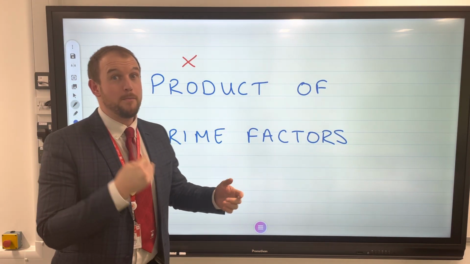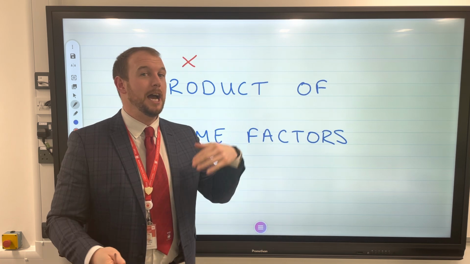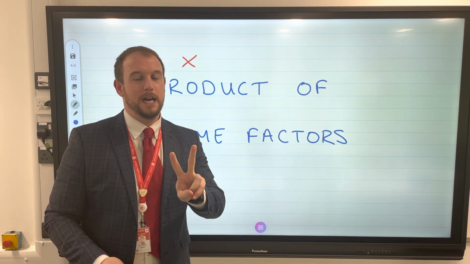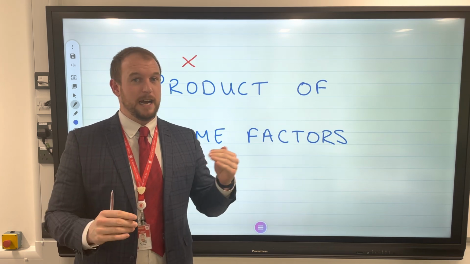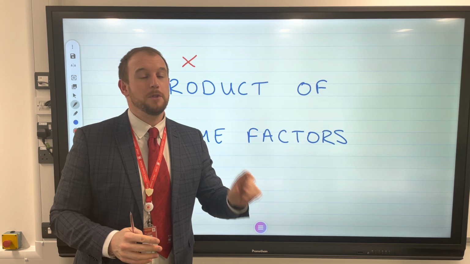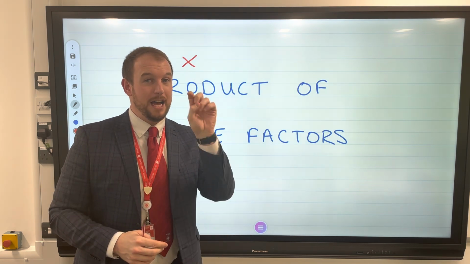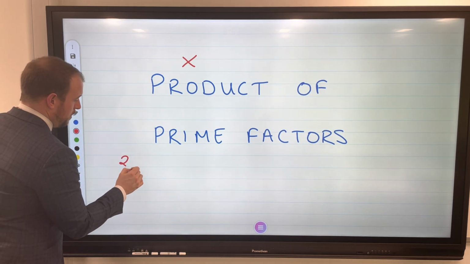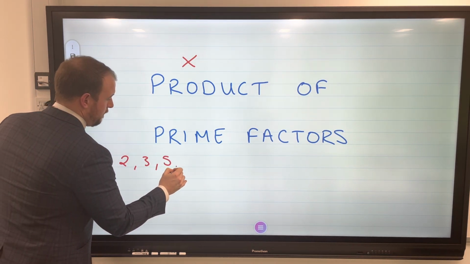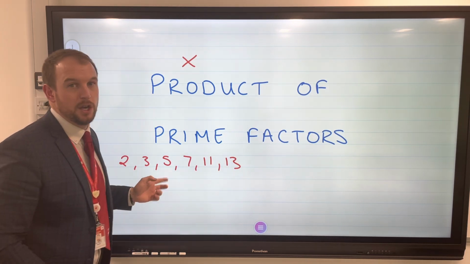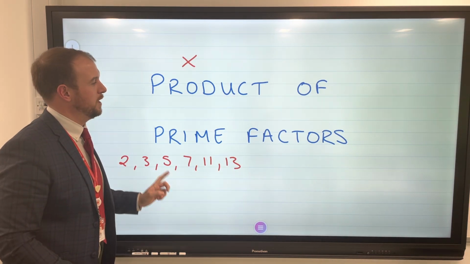Prime. Okay, prime numbers. How would you define a prime number? Has exactly two factors. It can be divided by 1 and itself. Any number can be divided by any number, but prime numbers have exactly two factors. So prime numbers are 2, 3, 5, 7, 11, 13. Make a note of those because we're going to be using them.